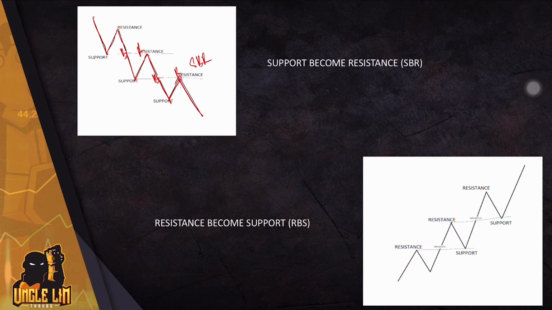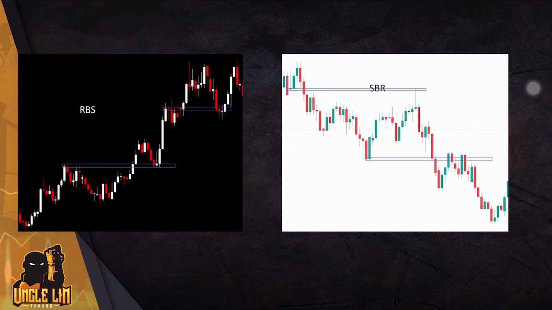Next, we are going to go for resistance become support. It is also the same as SBR, but in a different direction. SBR is going downward, RBS going upwards. So as you guys can see, this is new resistance. Okay, and then there's a breakout here, and this breakout becomes a support when the price pulls back. So there's a new resistance here, and if the price breaks out, the pullback of that level will become support. So this is RBS, resistance becomes support.